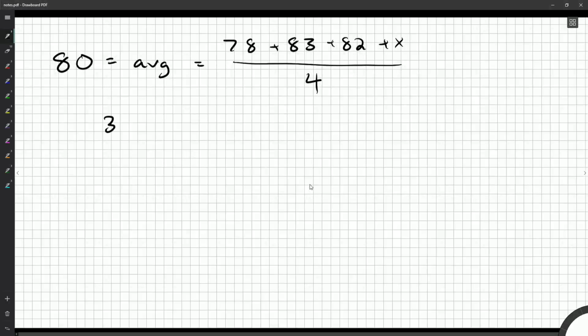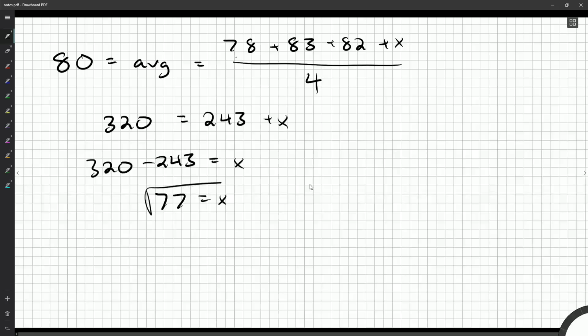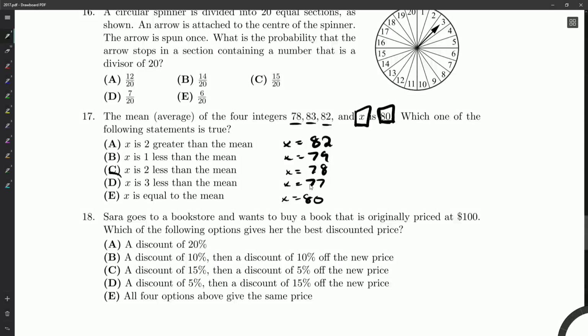So if we multiply both sides by 4, we get 320 is 78 plus 82 plus 83 plus x. That's going to be 78 and 82 is 160 plus 80 is 240, so 243 plus x. All right, so subtracting 243 from both sides, we get x, and if you need to, you grab your calculator, but it should be 77 is equal to the value of x. Okay, so which answer did we think was 77? Well, that's going to be D.